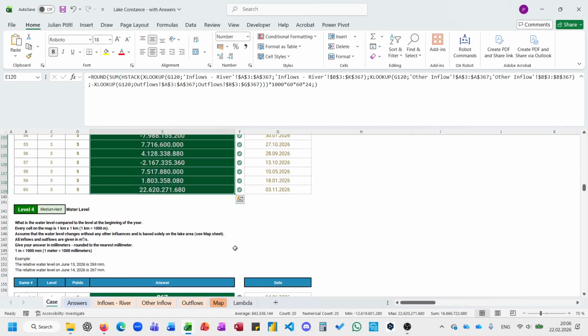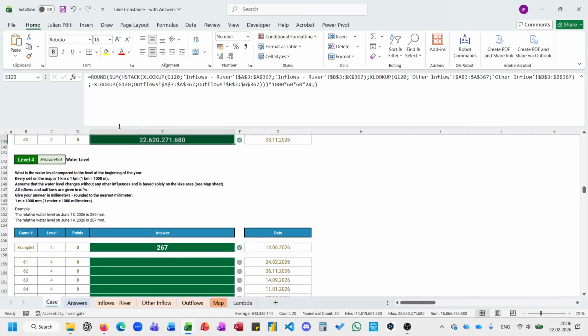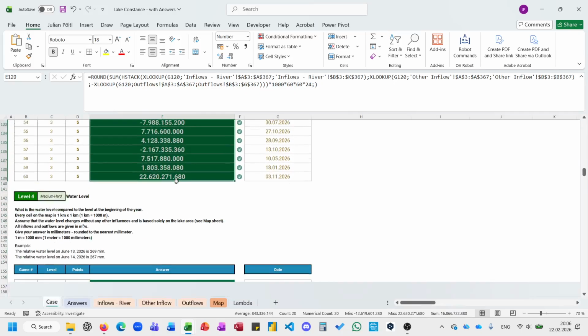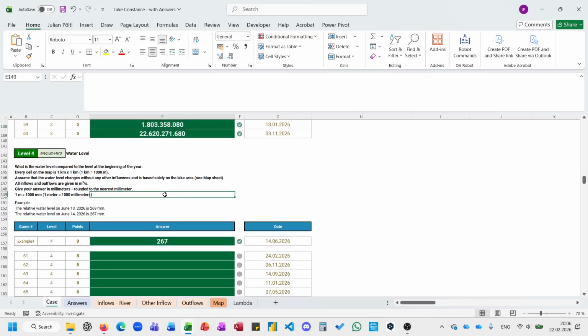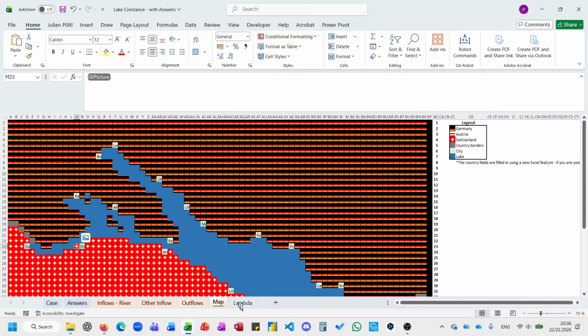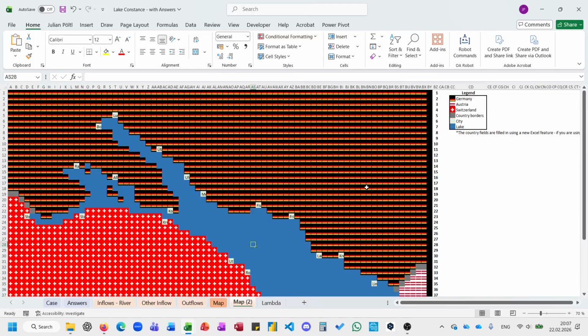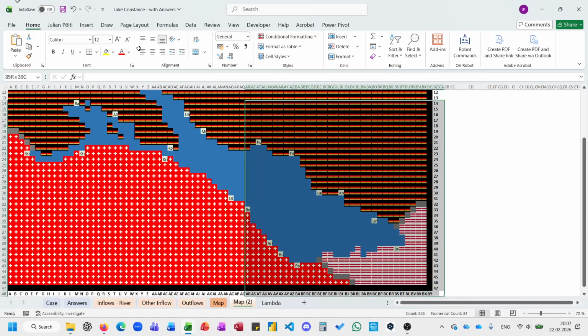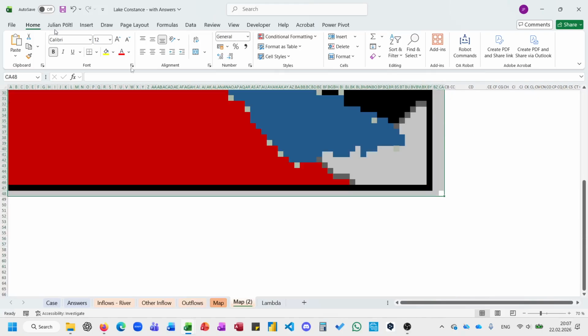Okay. Now level 4. Water level. This is the modeling part, so to say. What is the water level compared to the level at the beginning of the year? Every cell on the map is 1 kilometer. Assume the water level changes without any other influences and based on the lake area. That's an important hint. So what I first do, I copy this lake area. Then I clear everything out.